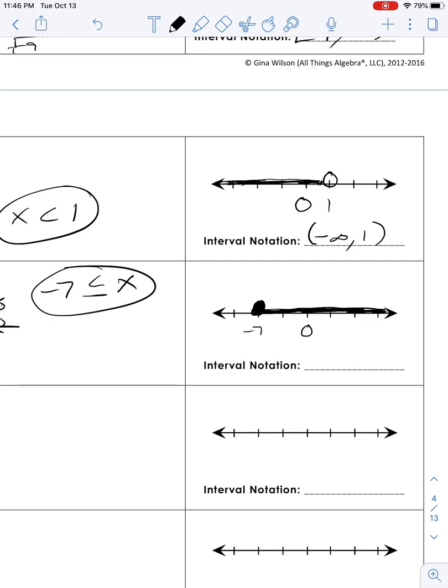Really simple. All right, so now, where does my graph start on the far left? It starts at negative 7. Closed circle means bracket. Where does it end? It ends on the far right. So that would be infinity, which is always a parenthesis.